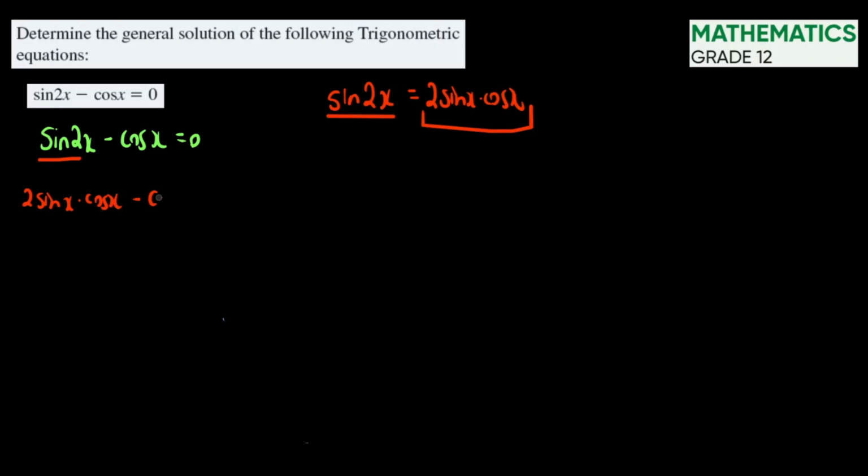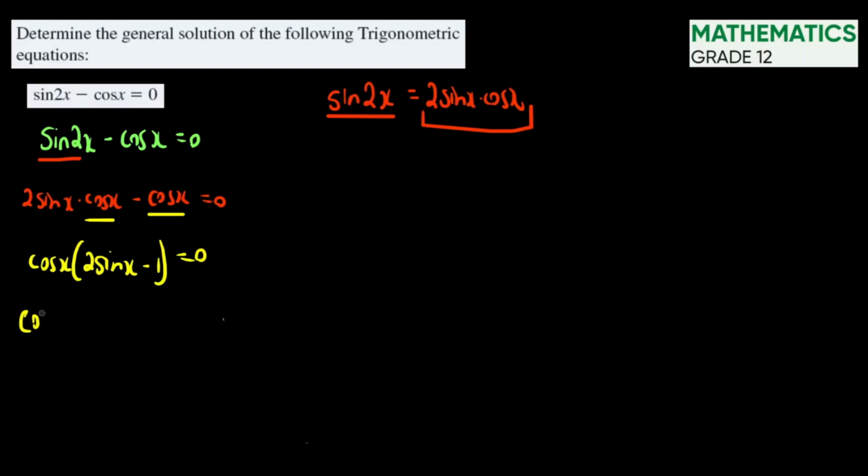Cos of x minus cos of x is equal to 0. Since we're factorizing, you see that we have a common factor of cos of x, which means we can take out the cos of x as a common factor, and we have 2 sine of x minus 1 equated to 0. Remember, general solution is like solving for x. You have to factorize and find the factors, but this time we're working with trig ratios.